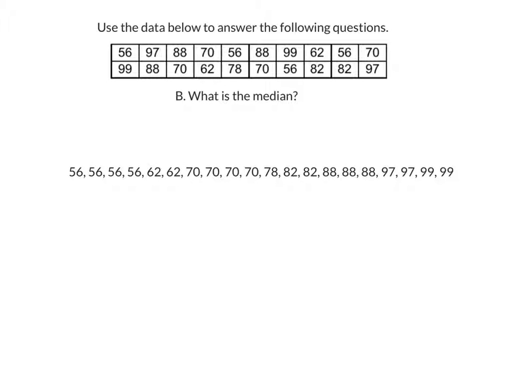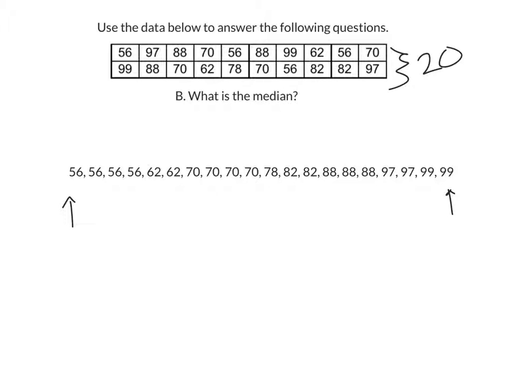Here we have the values of the data set listed from smallest to largest. Now we want to find the middle value or values. Since we have 20 values in this set, and 20 is an even number, I know that the median is going to be the average of the two middle values.